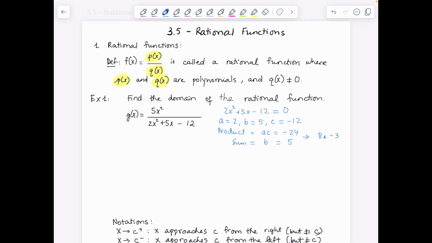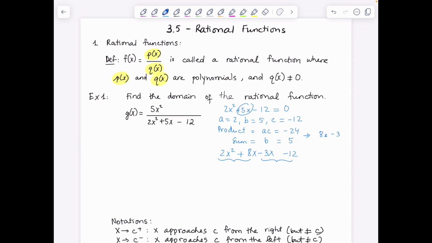So now we are going to rewrite the first term and the last term. And with the middle term 5x, we are going to change it to plus 8x minus 3x, the two numbers we just found, and then factor by grouping from here. So GCF for this is 2x. That would be x plus 4 in here. And then GCF for the second group would be negative 3 and x plus 4. Factor again, we get x plus 4 times 2x minus 3.